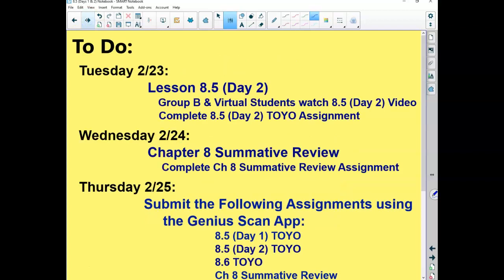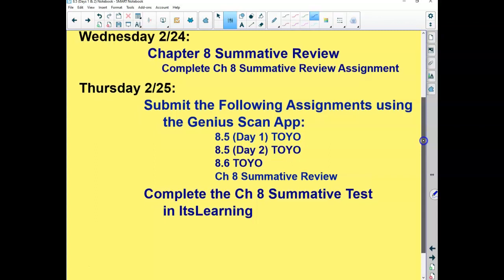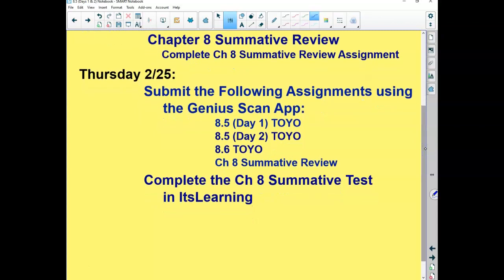That's today, the 23rd. So when we're done with the lesson, you should be doing your 8.5 day 2 try on your own. Tomorrow's just chapter 8 review for our summative. And then Thursday, please make sure you send either Mr. Myers or myself your 5.1 day 1, 5.2 day 2, your 8.5 day 1, 8.5 day 2, and your 8.6 try on your own along with your summative review. And then make sure you complete your summative test in its learning. That test should be completed probably Thursday or Friday, because all that homework should already be done.